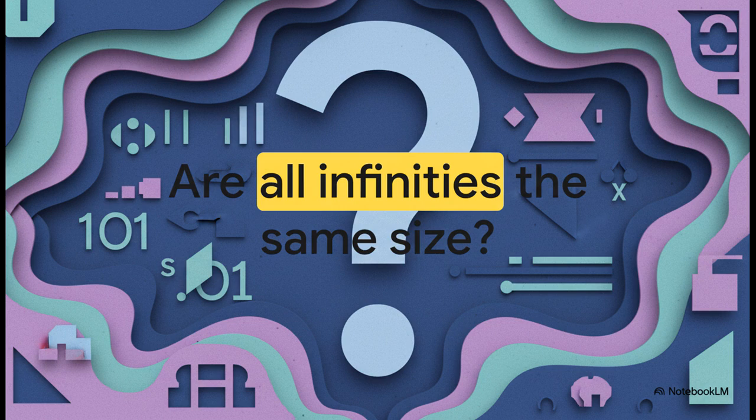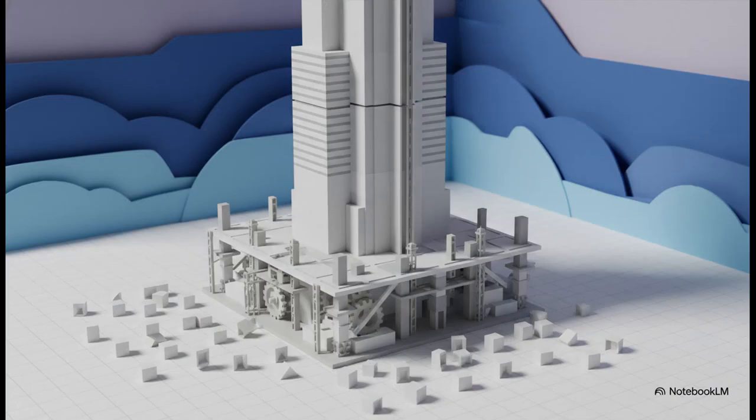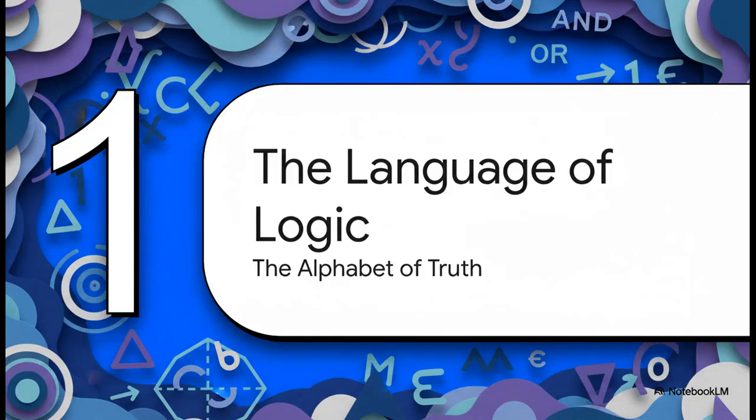Exactly. Before you can build a skyscraper, an idea like different-sized infinities, you have to lay the foundation, right? We have to agree on the language we're using and the rules for how we build with it. And that language is logic. You can think of this as the alphabet of truth. It's the system we use to create statements that are completely, totally unambiguous. And in math, that is absolutely essential.